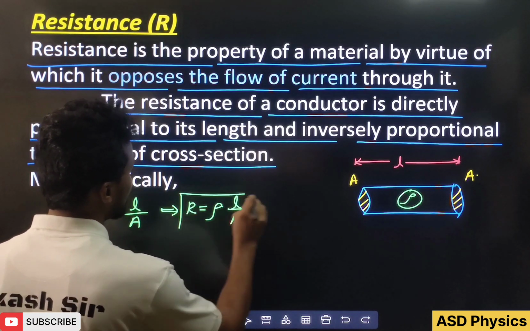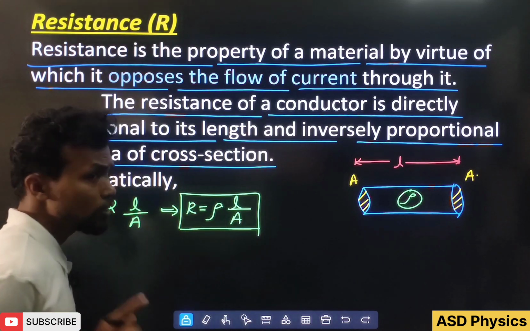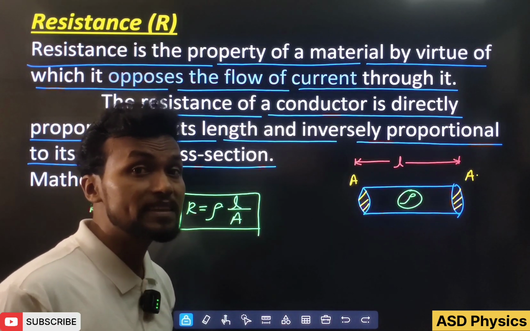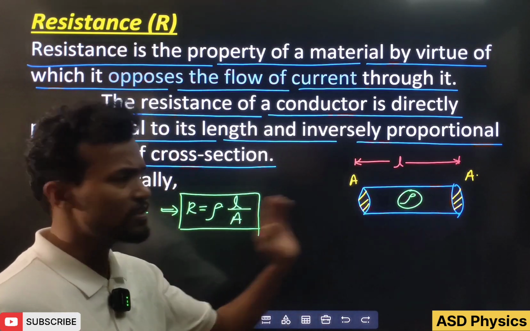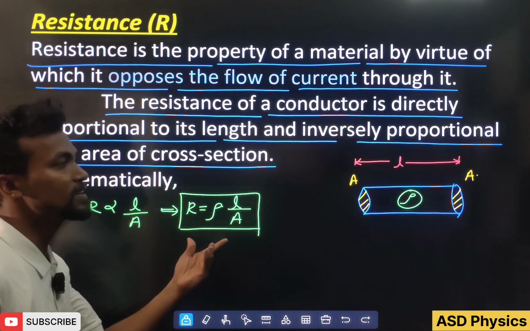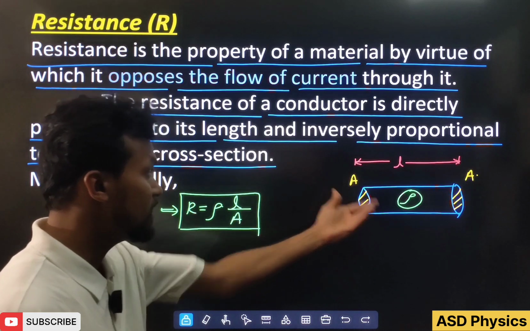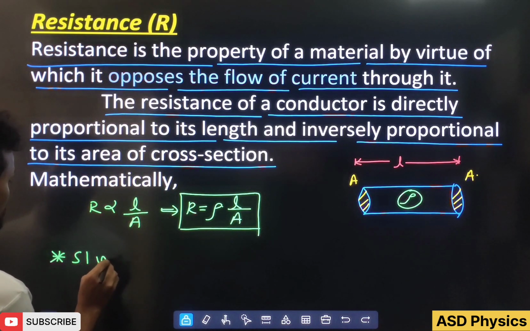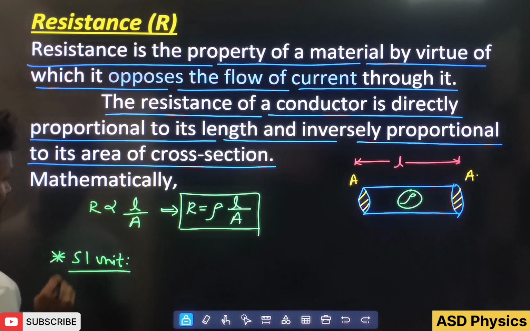What is this? R equal to rho L by A, where rho is called the resistivity of the material, or even we can tell specific resistance also. We will study it in detail, not a problem. But remember that here R equal to rho L by A for a given conductor. After that, if I talk about the SI unit, what is this? SI unit of the resistance.